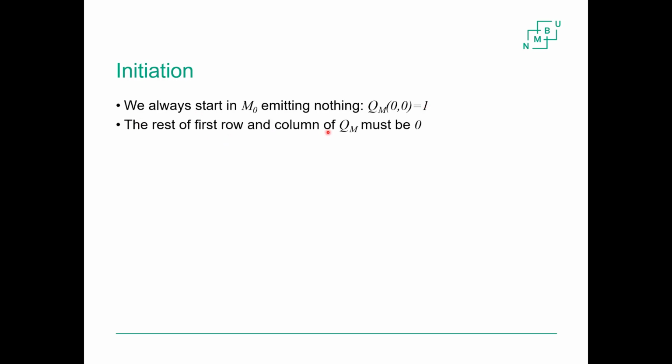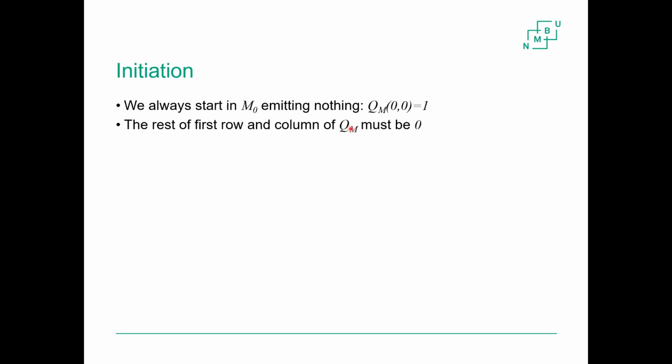So how can we start filling in this matrix? Well, there are some things we can immediately fill in. First of all, since we always start with this begin state, we can see that in QM, the very first cell, the probability has to be 1. There is no question. You always start there. Probability 1. The rest of the first row and column of this matrix can also be set to 0.